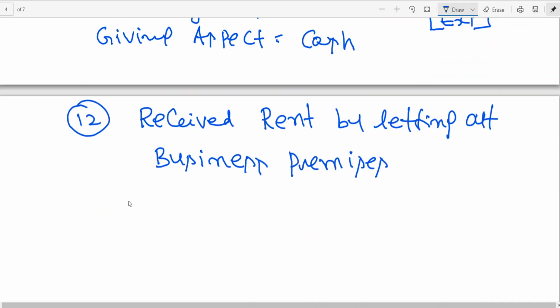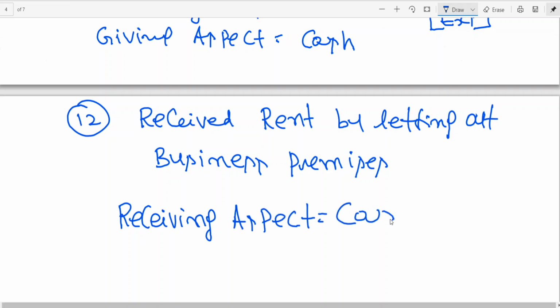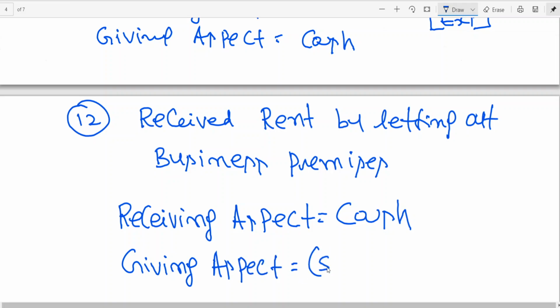Now take this example. Received rent means the receiving aspect is cash. When somebody is giving rent to me, it is cash. Now the giving aspect: why is the cash being received? By letting out the premises of the business, we are providing service to the tenant. Giving the room is service, my dear friends.